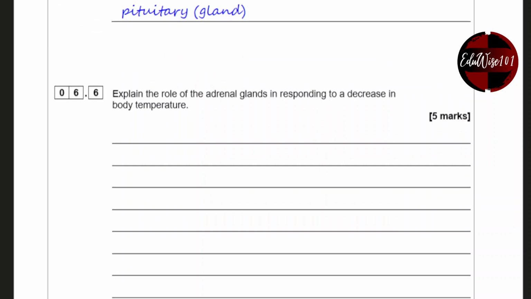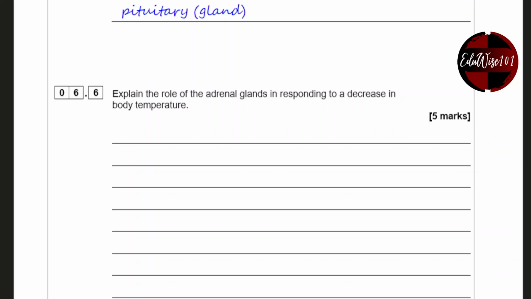Explain the role of the adrenal glands in responding to a decrease in body temperature. What does the adrenal gland do if your body temperature goes down? Well, the adrenal gland produces adrenaline in your body. Now, adrenaline is naturally produced when you're under stress. It's called a flight or fight hormone. It is produced when you are under stress or when you are running, and it's basically used to increase your heart rate.